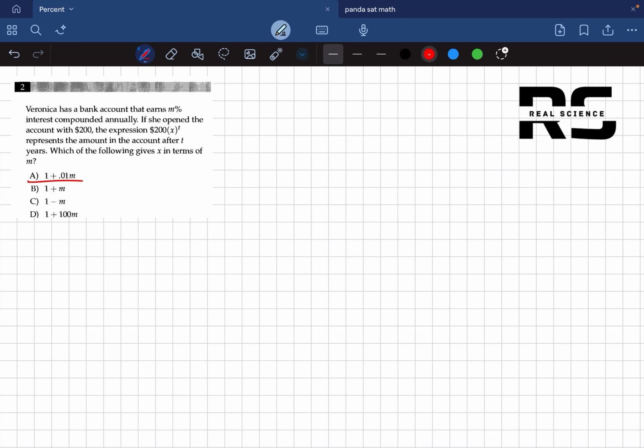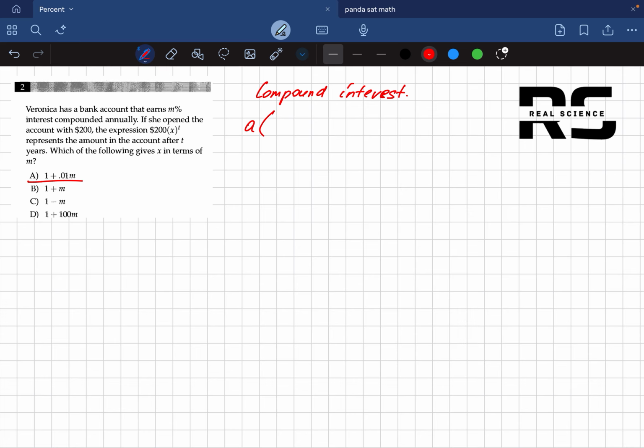Veronica has a bank account that earns n% interest compounded annually. If she opened the account with $200, the expression represents the amount in the account after t years. Which of the following gives x in terms of n? Well, in this case, we need to use the compound interest formula.